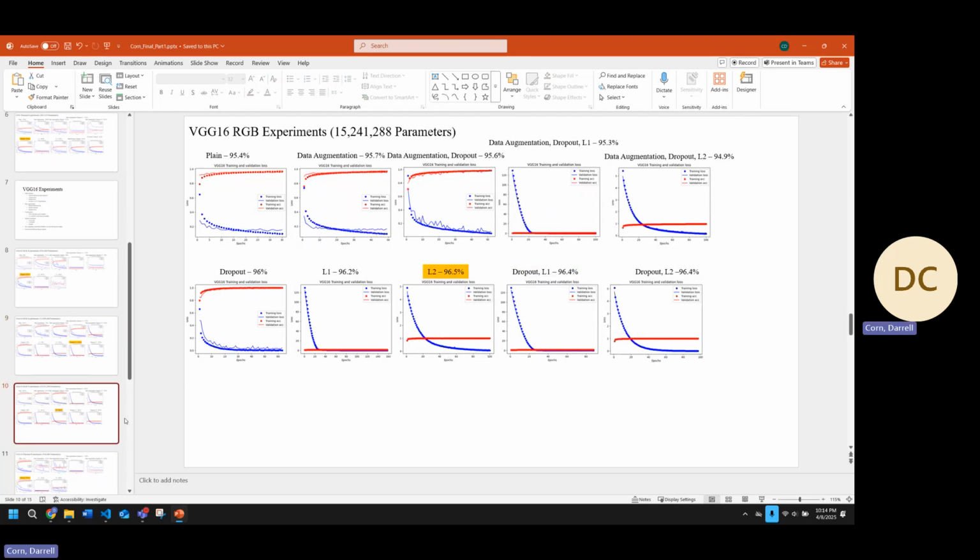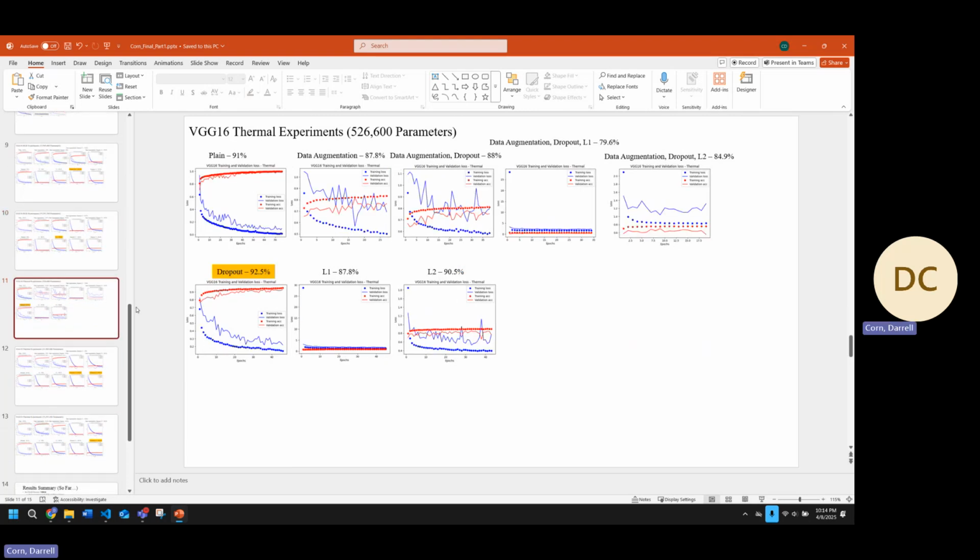Similarly, with leaving the entire model trainable, I ran more experiments, but for this one, it was apparent that only including an L2 regularizer led to the highest amount of accuracy, although the other ones were pretty close at 96.4. This one beat it by a tenth of a percent.